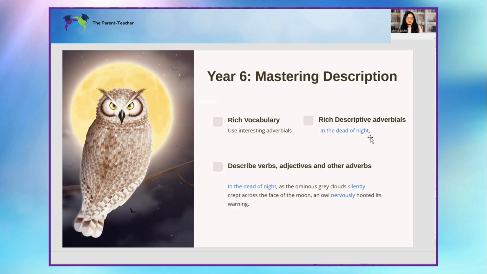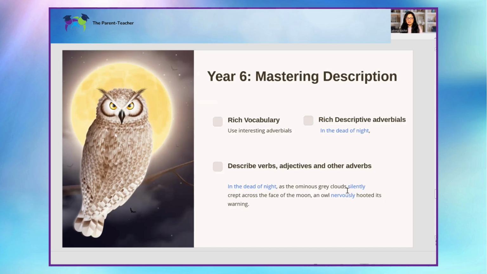In the dead of night, it tells us when it happens, and it's a time adverbial, and it's followed by a comma. So that is what identifies a fronted adverbial. So if we put this into a sentence: in the dead of night, as the ominous grey clouds silently crept across the face of the moon, an owl nervously hooted its warning. So we have got 3 adverbials here. In the dead of night, our fronted adverbial, time adverbial.